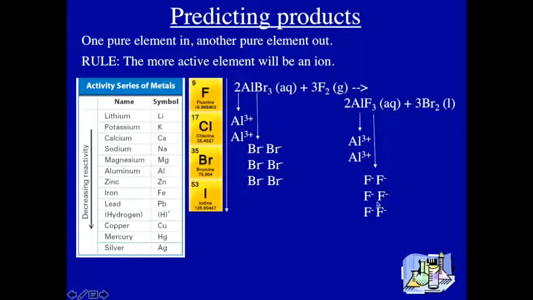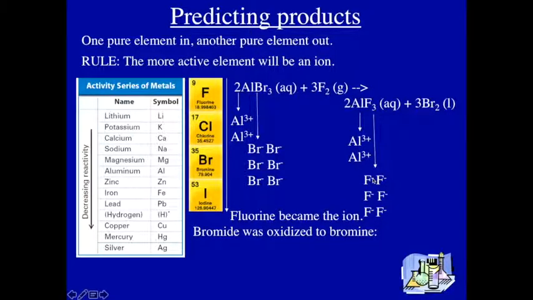So fluorine went from a 0 to a -1. Bromine went from a -1 on 6 different molecules to a 0. So in that case, fluorine became the ion. Why? Because fluorine is more active than bromine. So bromine was oxidized, fluorine was reduced.